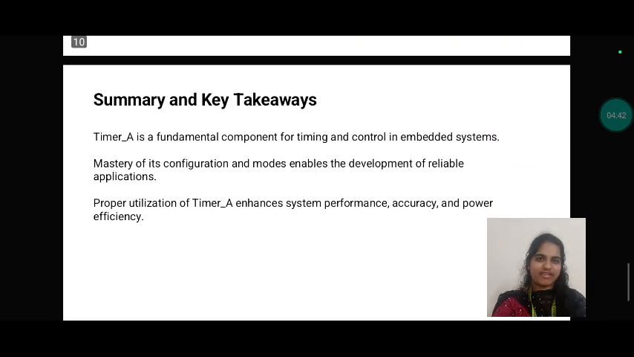This is the summary and key takeaways. Timer A is a fundamental concept for timing and control in embedded systems. Mastery of its configurations and modes enables the development of reliable applications. Proper utilization of Timer A enhances system performance, accuracy and power efficiency.